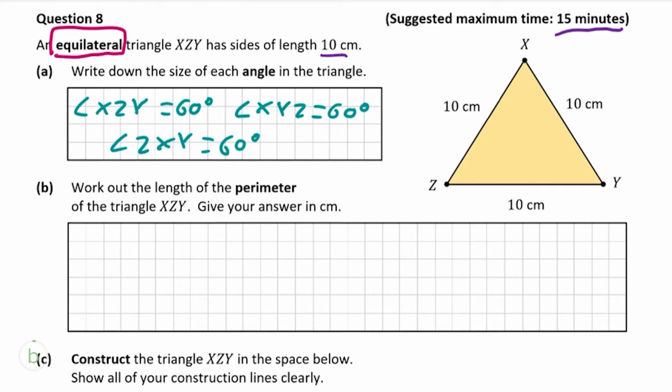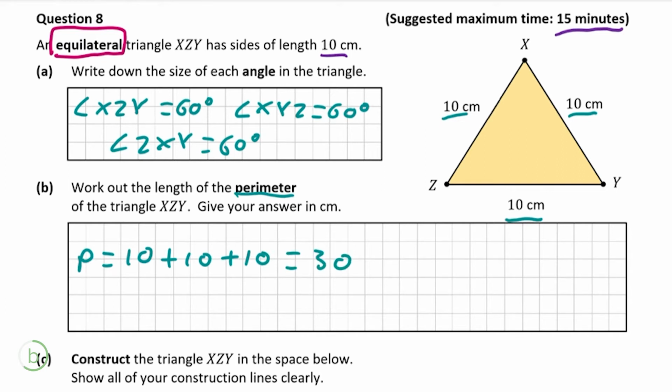Now looking at part B, we're being asked to work out the length of the perimeter of the triangle XZY. So before we can answer this question, we have to actually find out what the perimeter of a shape is. And what it is, it's simply the length of all the sides of your shape added together. So obviously in a triangle, there's three sides. So one side is 10 centimeters, our next side is 10 centimeters, and our third side is also 10 centimeters. So a perimeter, which we'll just say P, is equal to 10 plus 10 plus 10. And of course, that is going to be equal to 30.